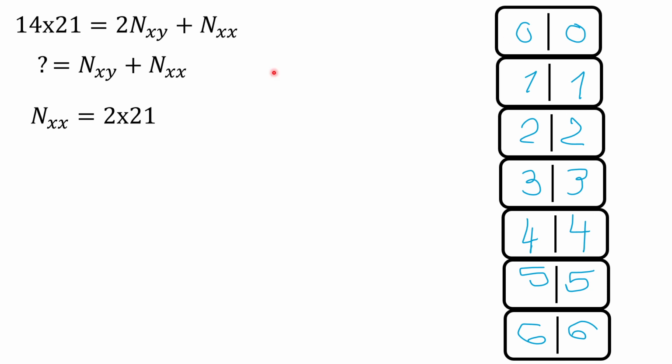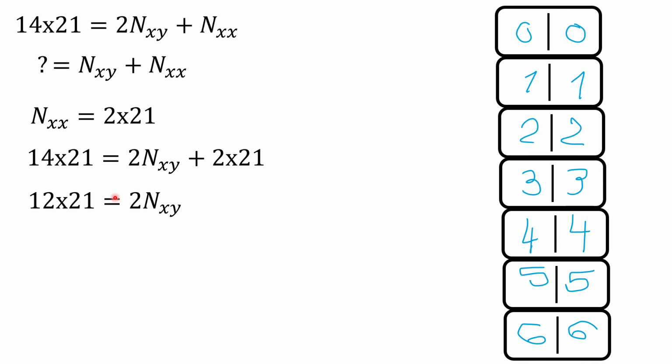So now what we're going to do is simply substitute this number right here. This is what we're going to get. Then we want to get rid of 2 times 21. To do this, we subtract it from both parts of this equation. Now we're going to have 12 here instead of 14. We subtracted this 2 times 21. And now, since we're interested in N_xy, we have to divide it by 2 and get 6 times 21. So now we got the answer, really.